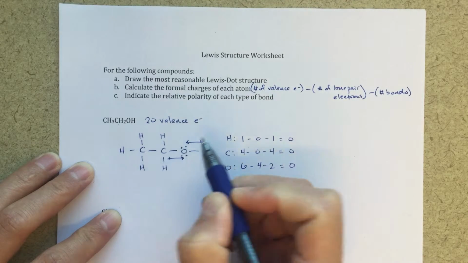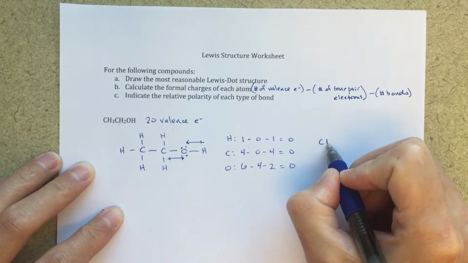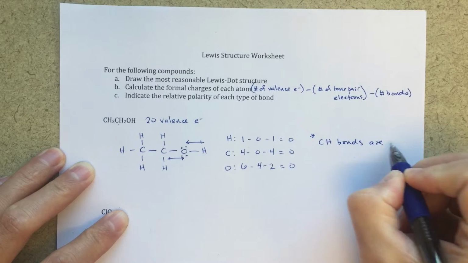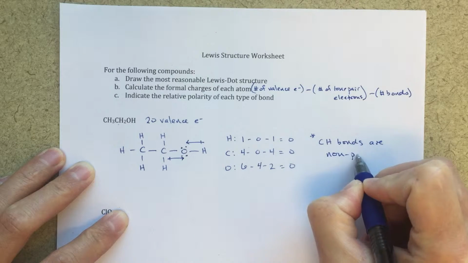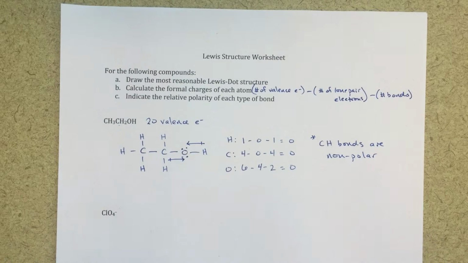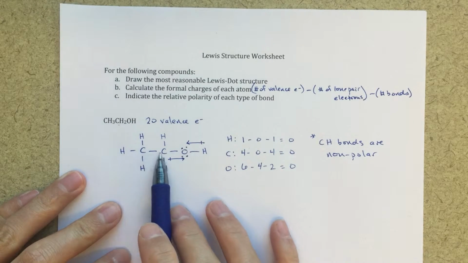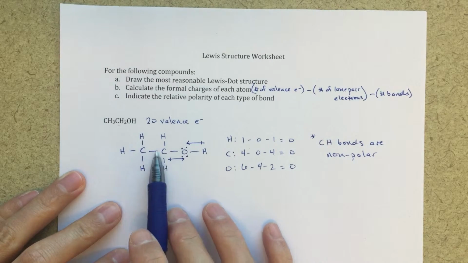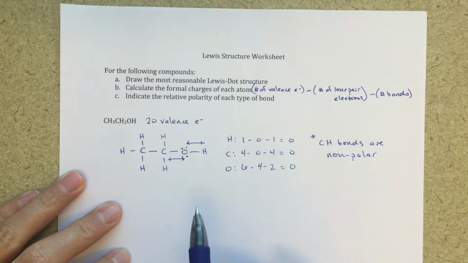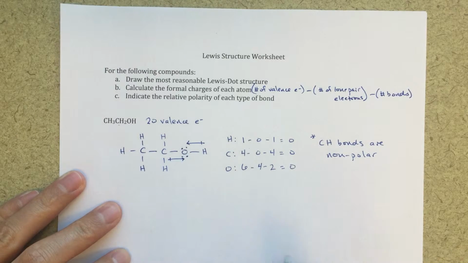So I've got 2 polar bonds in this molecule here. Remember that CH bonds are non-polar, so that is this one sort of non-polar type bond that we really do need to remember. So these CH bonds and CC bond obviously will be non-polar as well. So these will all be non-polar, but then the CO bond and OH bond, those will both be polarized because the oxygen is more electronegative than hydrogen or carbon.